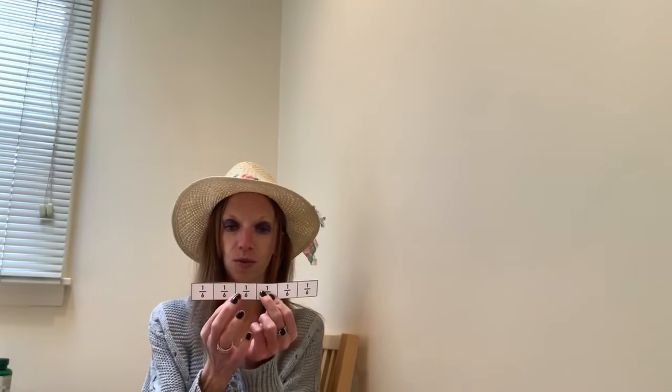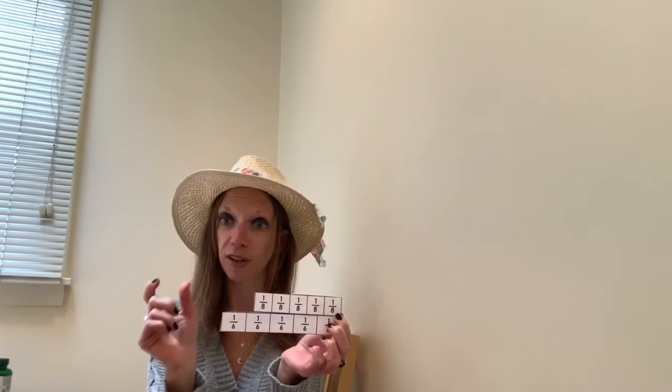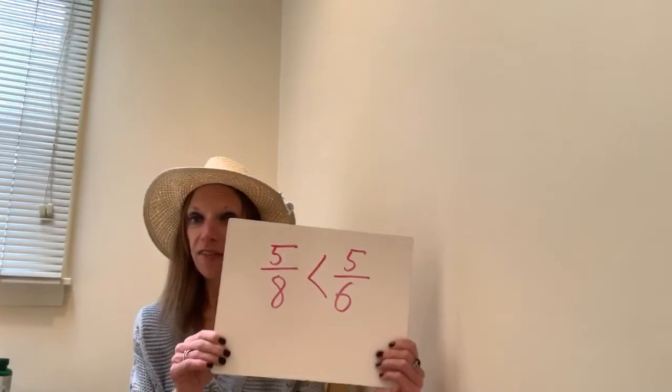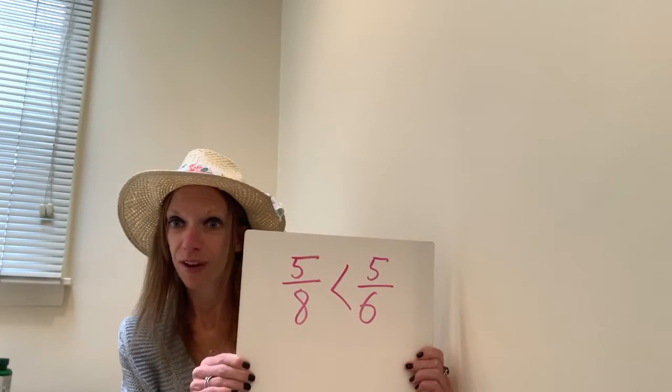So you can take out your fraction strips. You can count 1, 2, 3, 4, 5. Fold it back so you have 5/8 showing. Then you can count out your 6. 1, 2, 3, 4, 5, and fold it back. And then you can line them up. And you can see that 5/6 is greater than 5/8 because the 6 are less pieces, so they're bigger. Less is more. So 5/8 is less than 5/6.